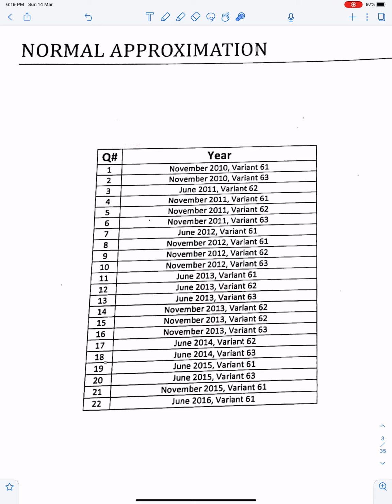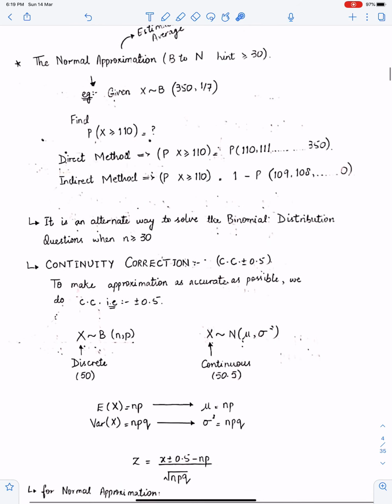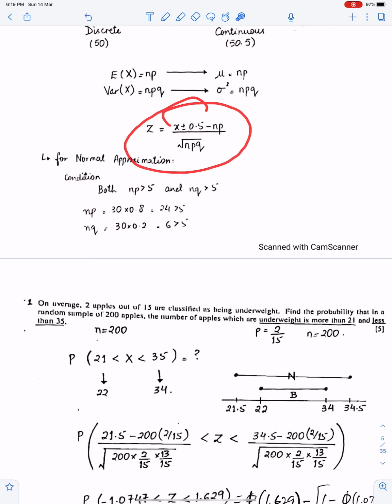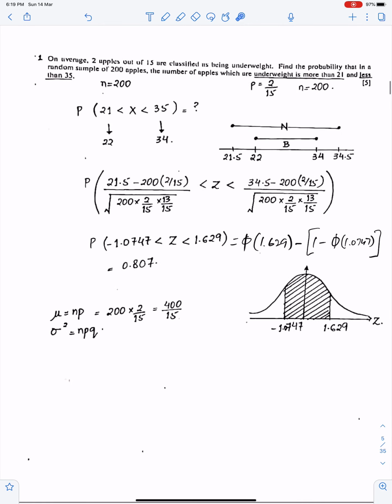This is the index of this book. We do continuity correction when we do normal approximation, and this is the formula of Z, and this is the condition of normal approximation. This is question number 1 of this book.